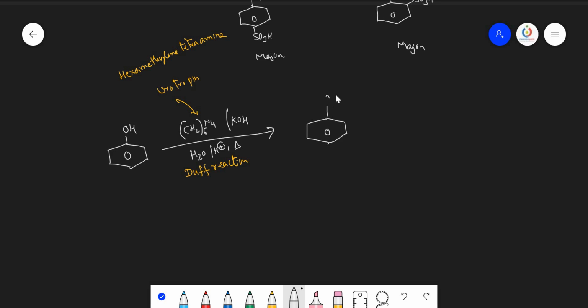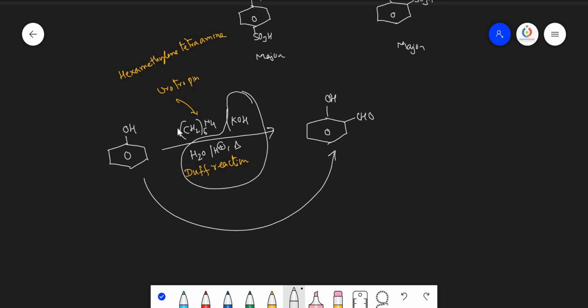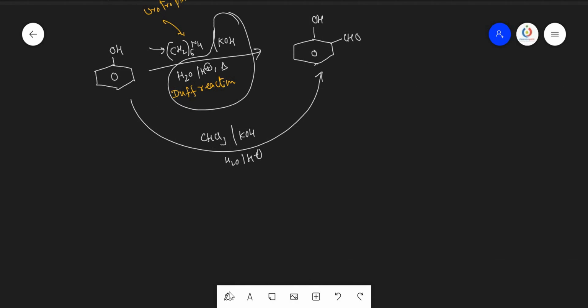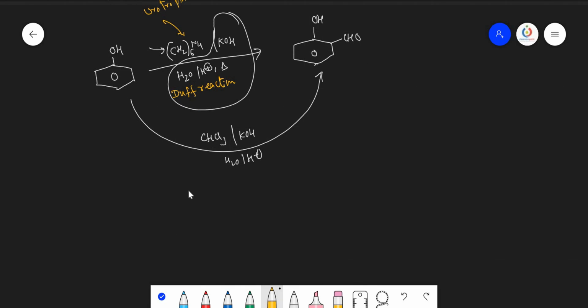phenol here, OH here, CHO. Why I said this reaction is so important is that a similar compound you will get. Reactant and product will be the same, and up to this particular reagent is also the same. Only by changing this reagent you will get the same molecule. That is, you put CHCl3, KOH, H2O, H plus. And the name of that reaction is the Reimer-Tiemann reaction.